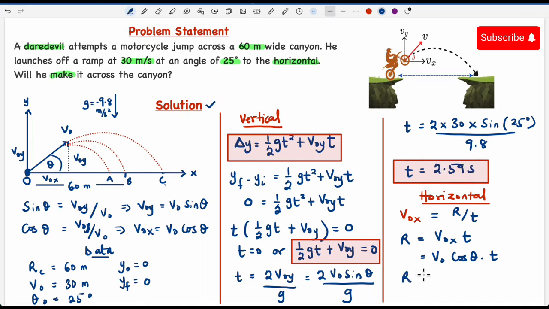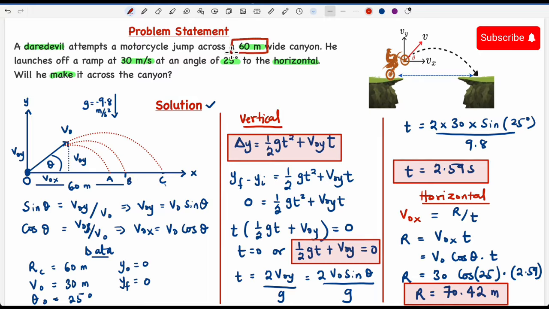So that range is going to be v naught, which again is 30 meters per second, cosine 25 degrees, that's the angle, and then times the time taken for this travel. So we have 2.59 seconds. Evaluating this is going to give us a range of 70.42 meters. Great. So the width of the canyon is 60 meters as given to us in the problem, and the range traveled by this daredevil is 70.42 meters. So clearly he made it, even with an additional 10 meters over the canyon. Awesome. All right, so this is the end of this problem.